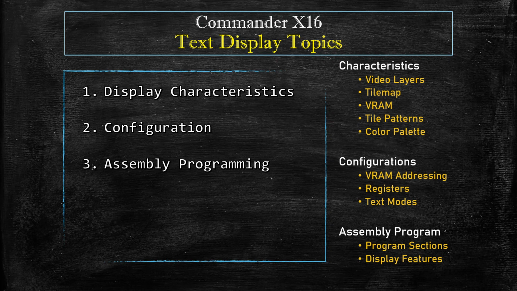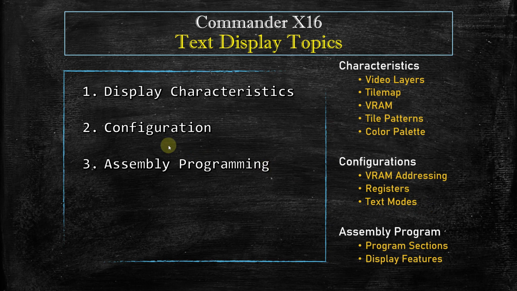So that's what we're going to be looking at in section 2 here, and some of the topics we'll be discussing will be the VRAM addressing or video RAM addressing. So we will understand how we can access the video RAM addresses that we will need to use in our programming today. We're going to take a look at the registers, which is how we actually configure the Commander X16 for printing our images on the screen, as well as we'll take a look at the different text modes that are available to us for printing our text characters.